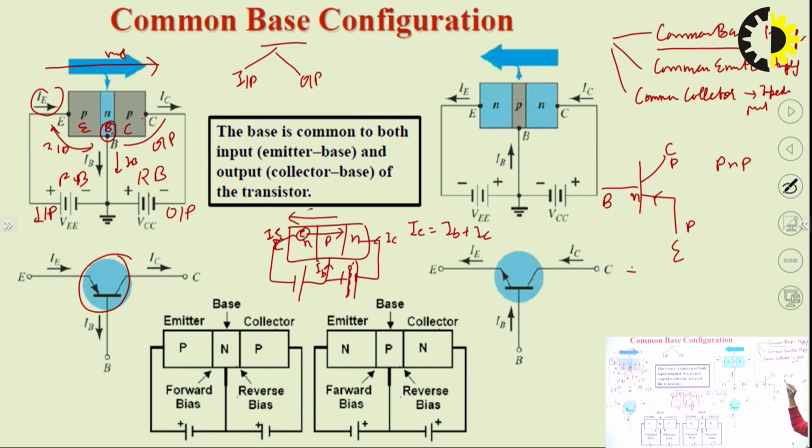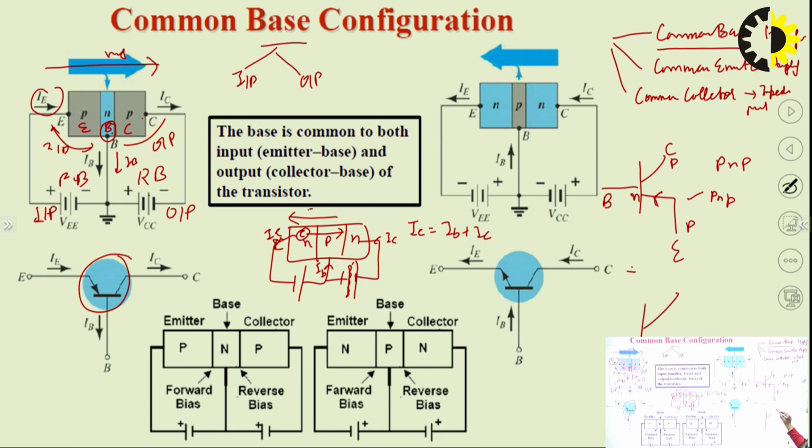So this arrow will be always in the emitter. We cannot place this arrow in the collector side. We always place this arrow in the emitter side, and direction of the arrow will be from P to N. So that's why this is the symbol for the PNP transistor.